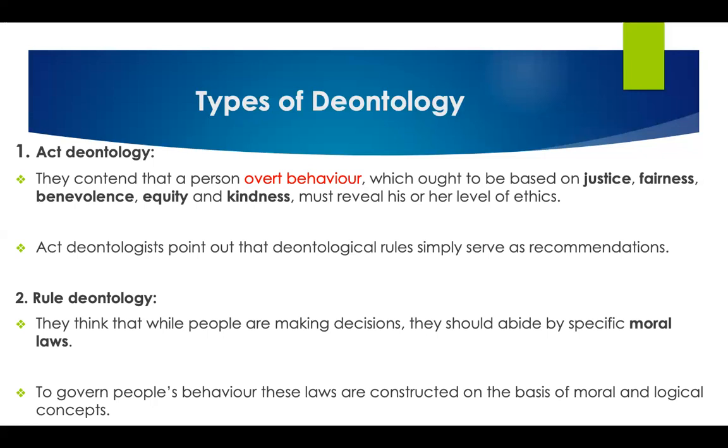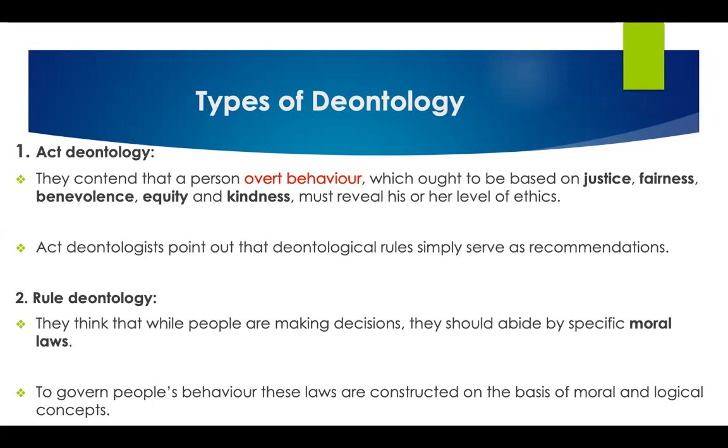So if the rule that I'm supposed to obey is not just, not fair, and doesn't exhibit benevolence and equity, then from the perspective of act deontology, I will be right not to have obeyed that particular rule, but simply to put up a behavior that goes with the principles of justice, fairness, benevolence, and all the virtues and values that we spoke about. So rules, norms, and regulations are merely there to serve as recommendations, and my actual behavior, what I do or don't do, will be the basis to find out whether I've acted ethically or not.